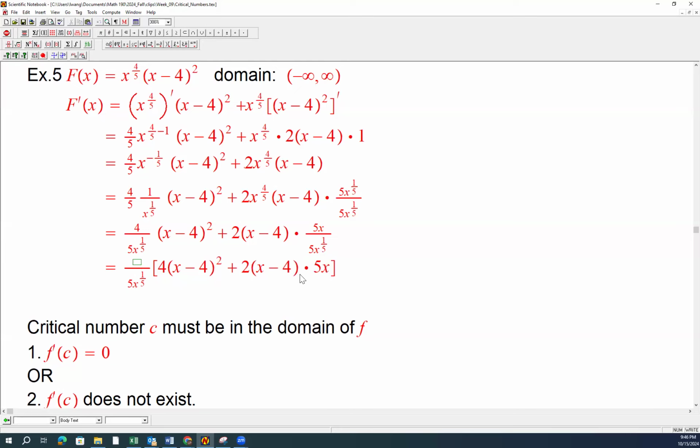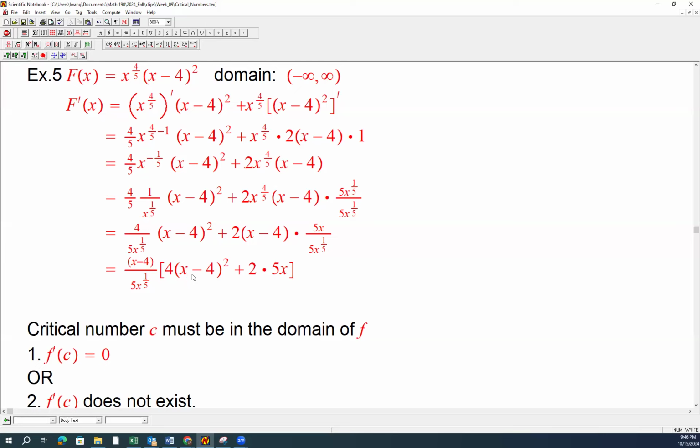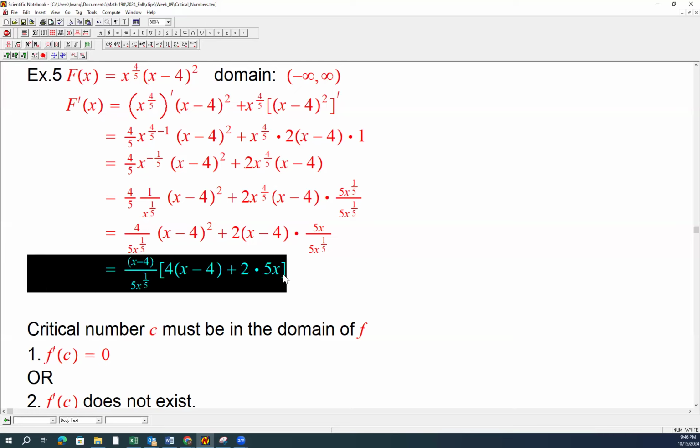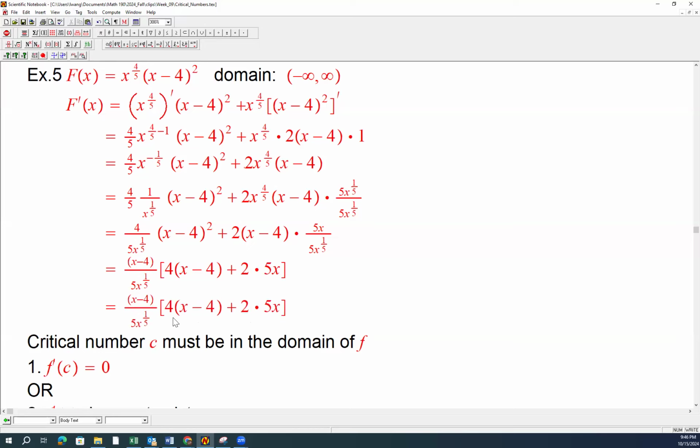What else can be factored out? X minus 4. Yes, x minus 4 can be taken out. And here we have 2x minus 4, so I'm going to take one of them out. So we're getting closer. So let's see what's in the bracket, right? So I'm going to take a 4 times x, 4x. So it's a 4x minus 16. And this is 10x.